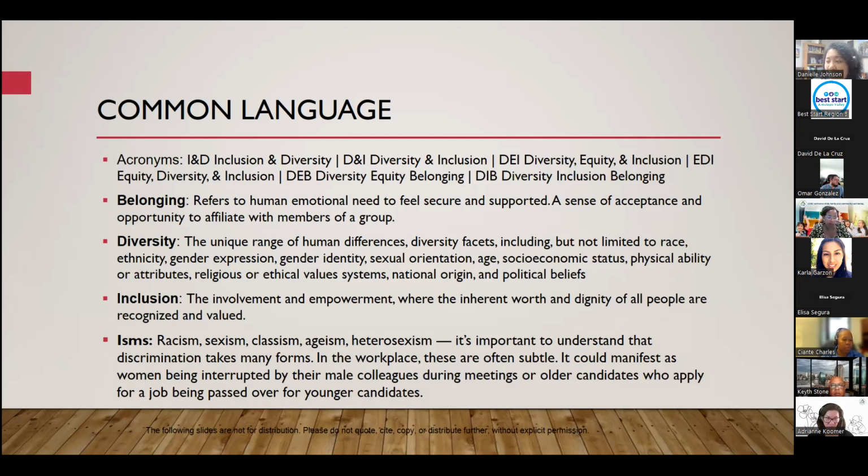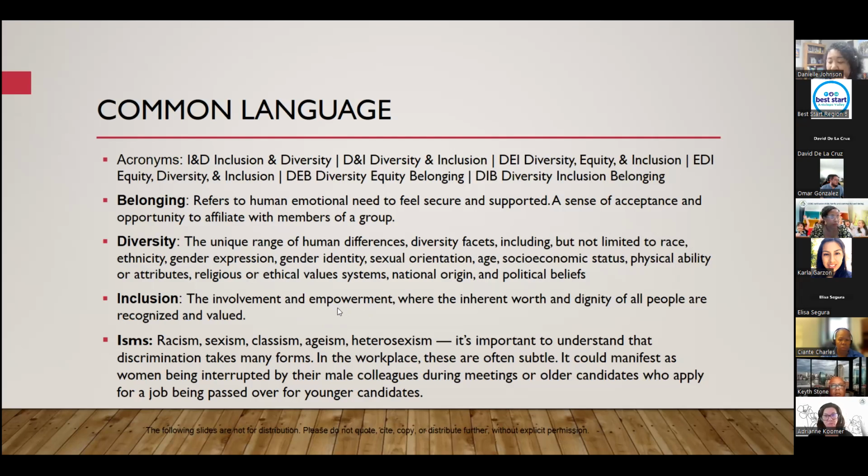There might be a women-heavy industry. You might have a predominantly Asian organization. There could be some things that are missing. Maybe you're a veteran serving organization, so you don't have a lot of civilians in the space. There could be facets missing in your conversation or in your organization. What are those facets? Inclusion, the involvement and empowerment where the inherent worth and dignity of all people are recognized and valued.